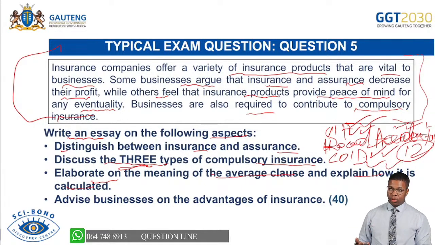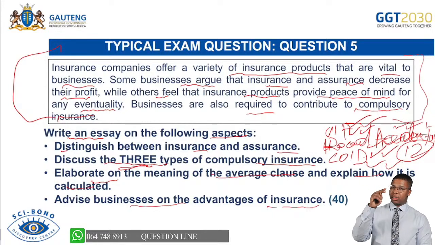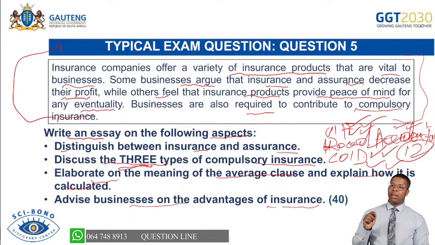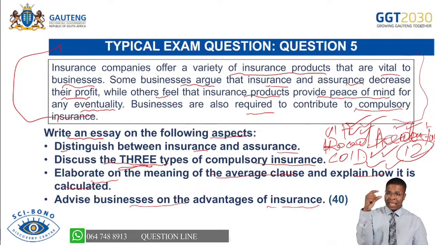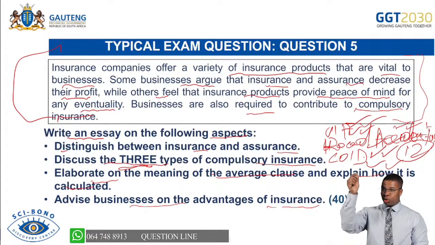So use such to show that you have understanding of the content, and then also advise businesses on the advantages of what? Of insurance. Transfer the risk will give you 2 points and 4 marks. Transfer the risk from the insured to the insurer. Then the transfer of risk is subjected to terms and conditions. So you're using the same word, transfer. Transfer the risk from the insured to the insurer. The transfer of risk is subjected to terms and conditions.